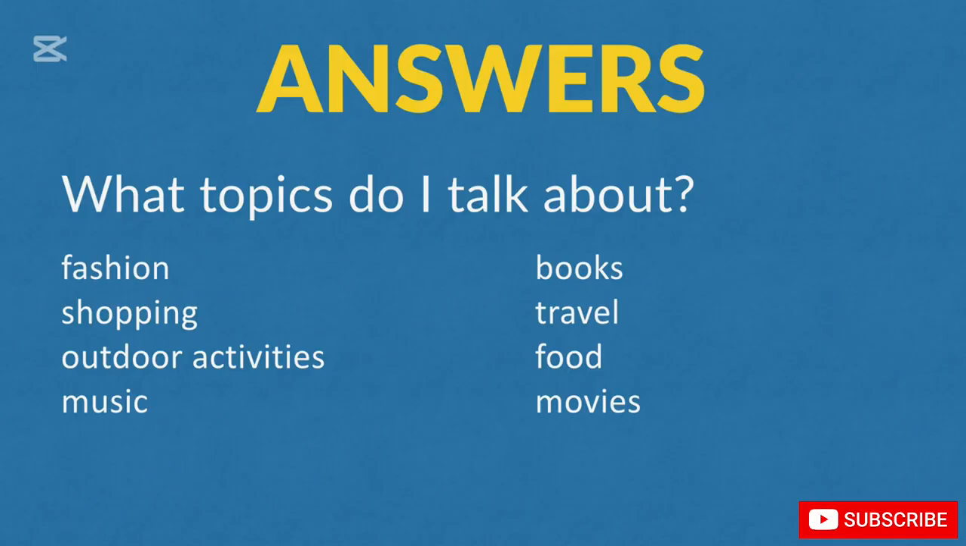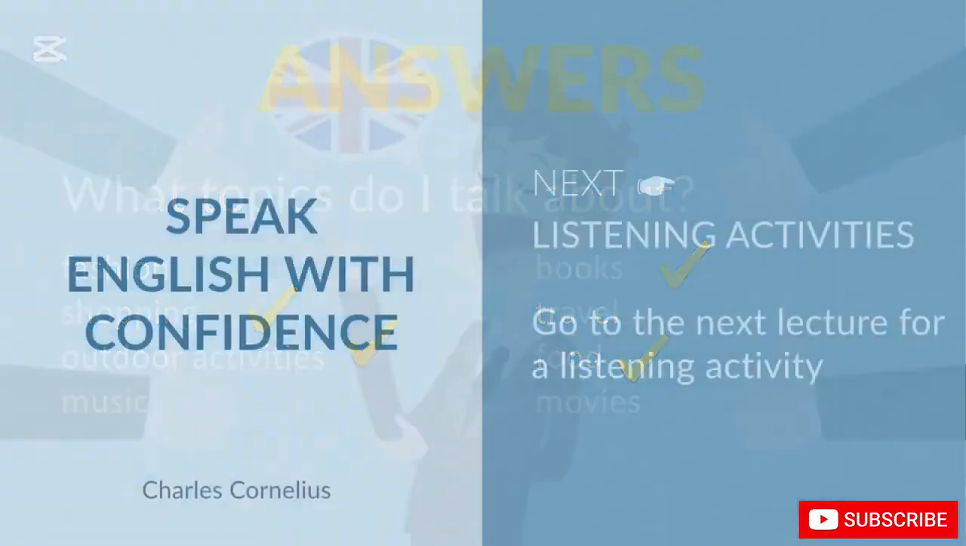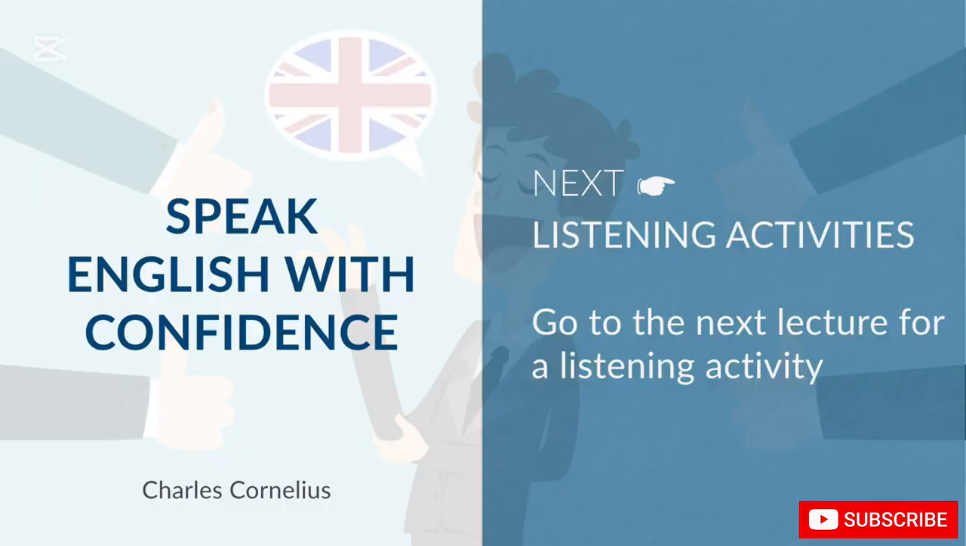So did you get the answers? If you didn't, then listen to this video again. And if you did get the answers, well, here they are. So what topics did I talk about? I talked about books, first of all, outdoor activities like hiking and cycling. I talked about shopping, and I talked about food. In the next lecture, you can do a listening activity. You can download the activity and the MP3 of my talk as well.